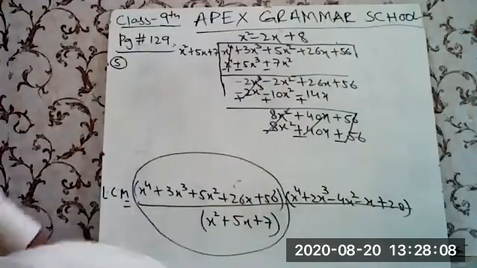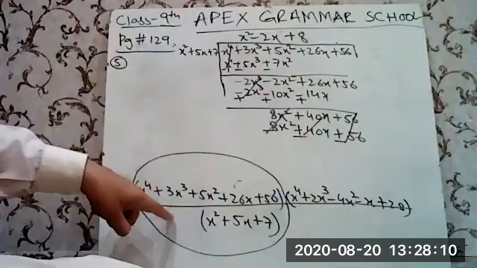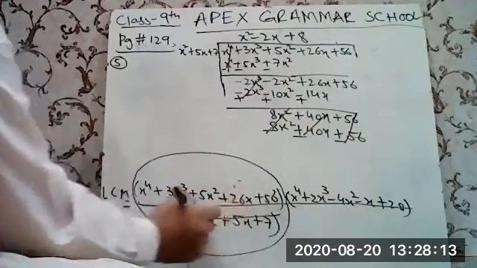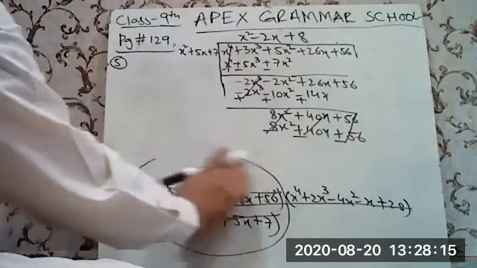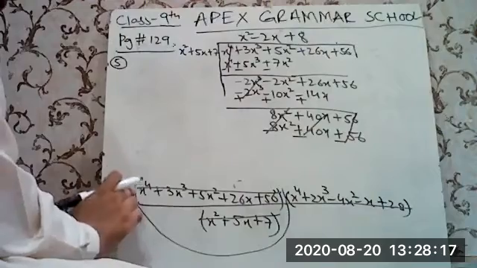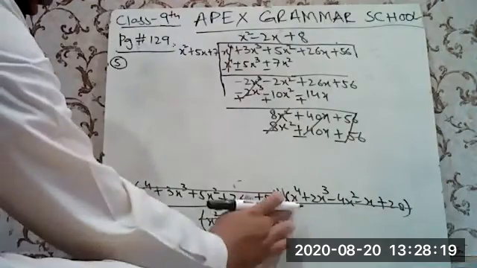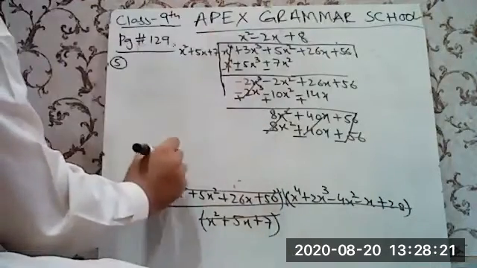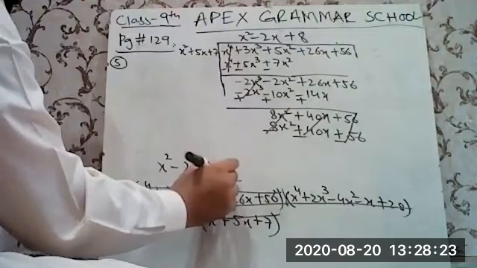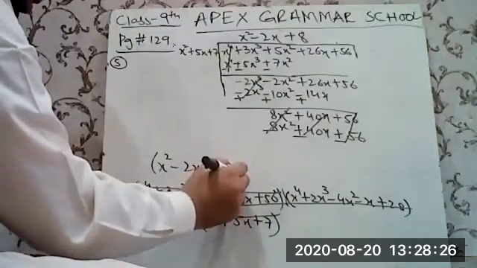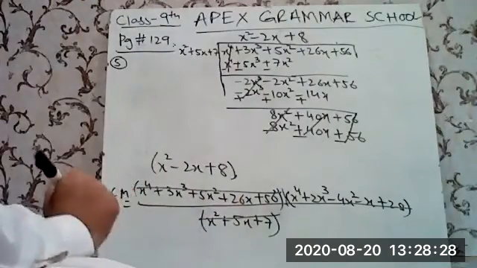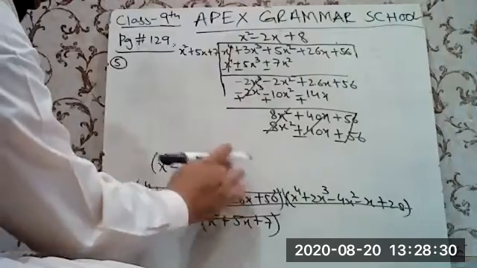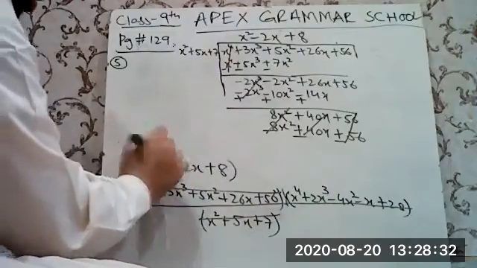So after dividing them, you are left with the answer. Which answer? That is x squared minus 2x plus 8. So your LCM will finally be this, this is your LCM.